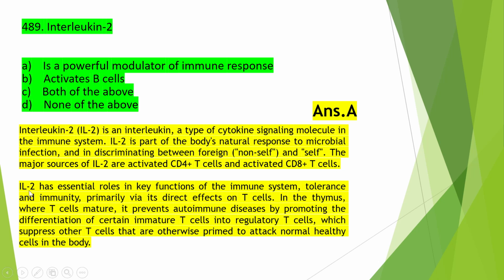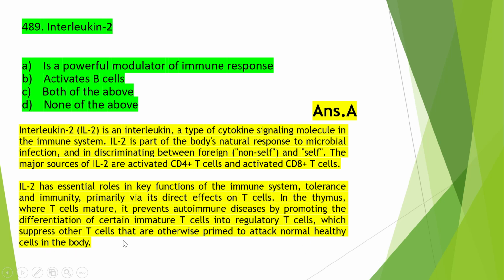Okay, and interleukin 2 has an essential role in key functions of the immune system, tolerance and immunity, primarily via its direct effect on T cells. In the thymus, where T cells mature, it prevents autoimmune disease by promoting the differentiation of certain immature T cells into regulatory T cells, which suppress other T cells that are otherwise primed to attack normal healthy cells in the body.